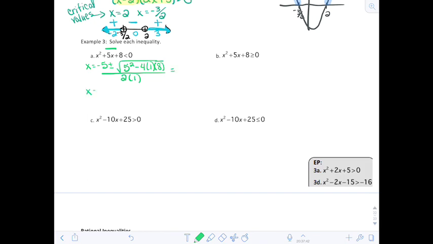So when I look at this, I get negative 5 plus or minus. Now inside, I would get 25 minus 32. That's a negative 7 over 2. So if there was a way to plot this on the real number line, we don't have it. This is an imaginary number. So there are no critical values.